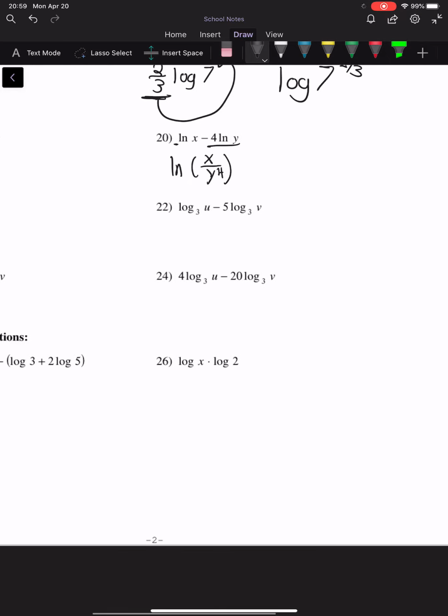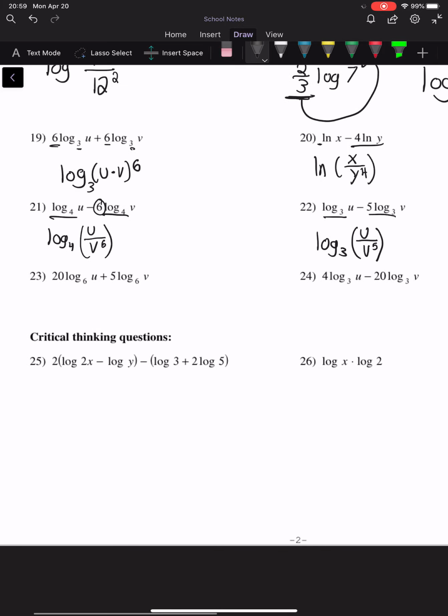Question number 22. Again, we have log base 3 for both of them, so we don't have to worry anything with that. So let's write out log base 3. And we're going to have u over v, this time to the 5th power. And let's put this in parentheses as well. So question number 22 is very similar to question number 21, so you can kind of use that to check to make sure that you're doing the right work.